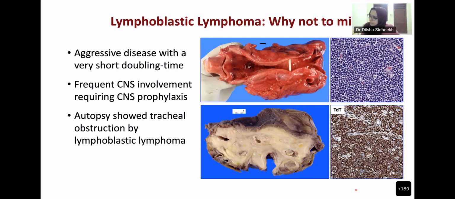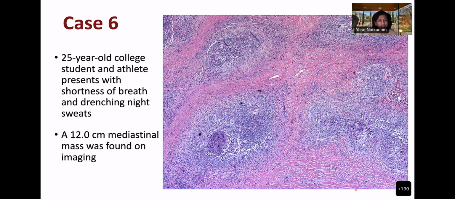Yes. Okay, all right. So this is a 25-year-old college student who presented with shortness of breath and drenching night sweats, so has the whole B symptoms, systemic symptoms, and a large mediastinal mass, which this came from. We talked about the mediastinum just now, so this is the other side of the coin. Anyone want to describe it?